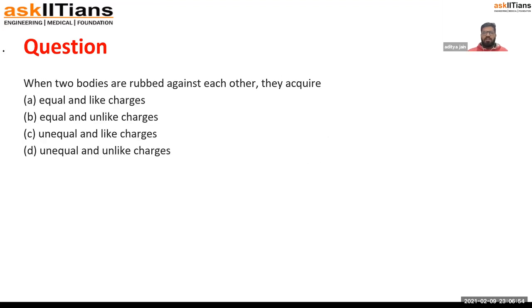Now next question. When two bodies are rubbed against each other, they acquire. Very simple question now. We are pros in rubbing or friction. So you all know, whenever two bodies are rubbed against each other, they will get equal and unlike charges. That means one will get positive charge, one will get negative charge, but in the same magnitude.